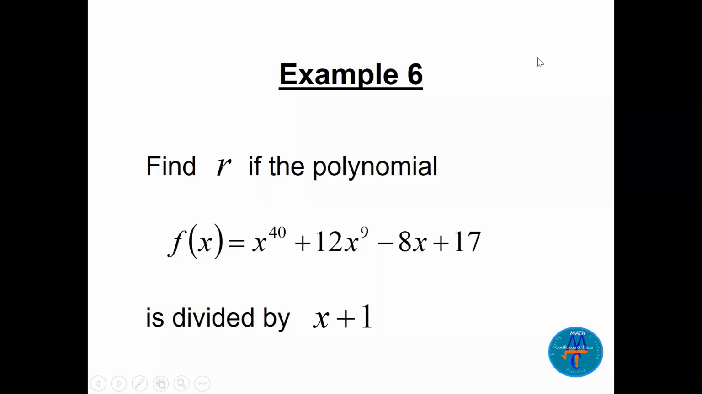Now in this example 6, we need to find R, the remainder, if this polynomial f of x is equal to x to the power 40, etc., divided by x plus 1. We notice here that synthetic division will not be practical because we have to put 1 for this x power 40, then 0 for 39, 0 for 38, 0 for 37. So instead we can use the remainder theorem.